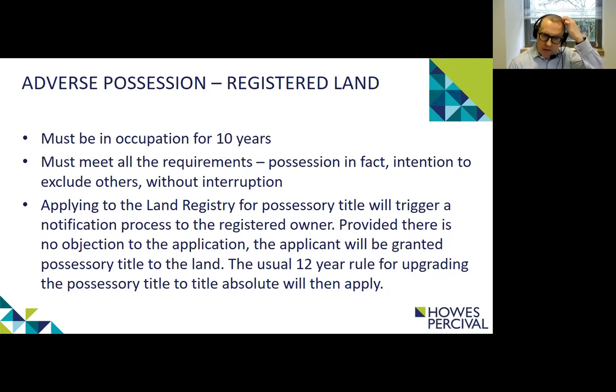So the government has tried to stop people from claiming adverse possession. But even under the new rules, there are 3 particular exceptions to the rule, which if you can fit yourself into one of those 3 exceptions, then you can still acquire title to adverse possession, even under the new rules which apply to registered land.